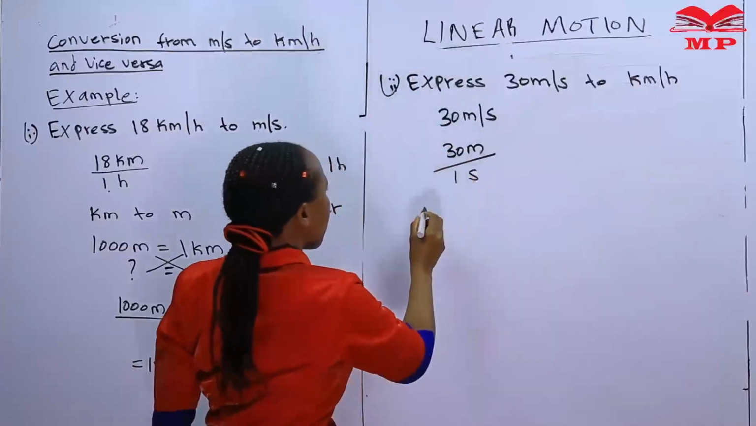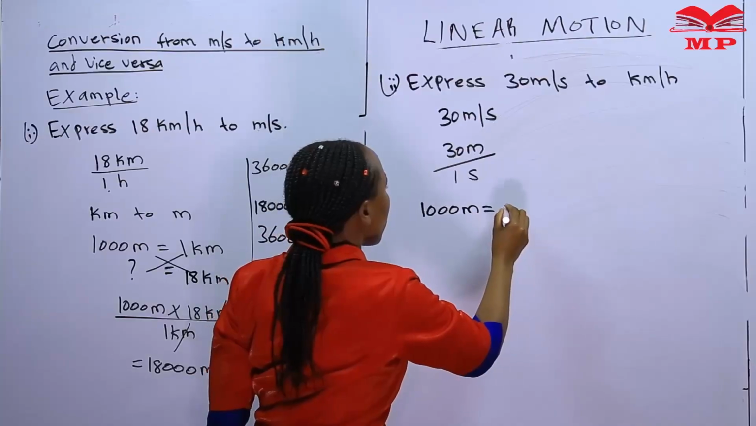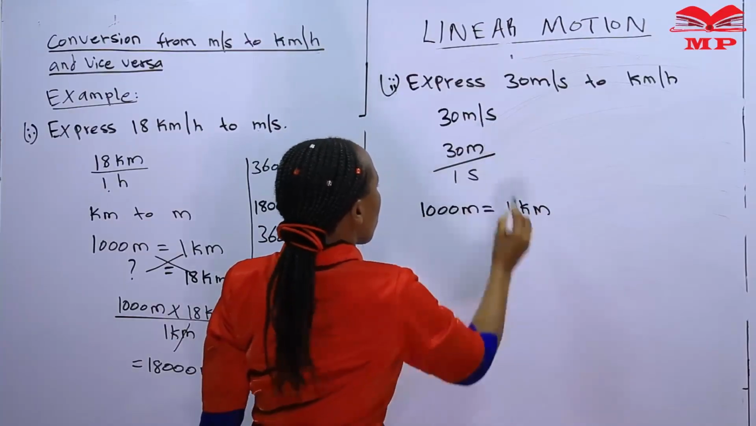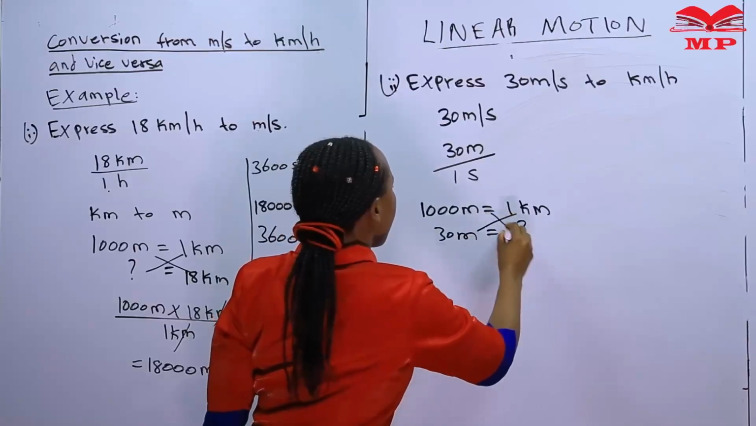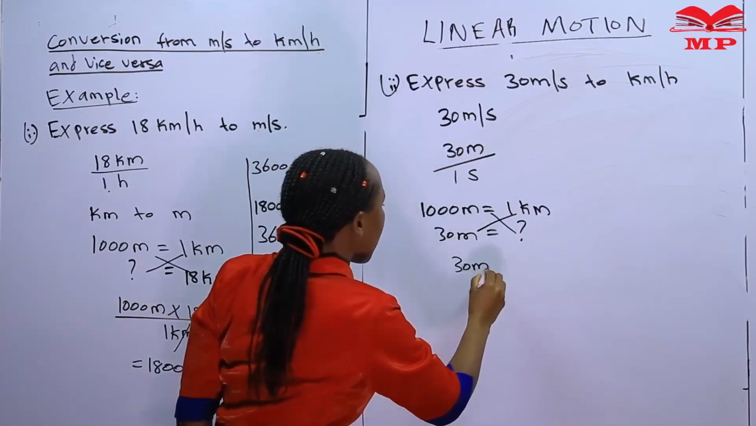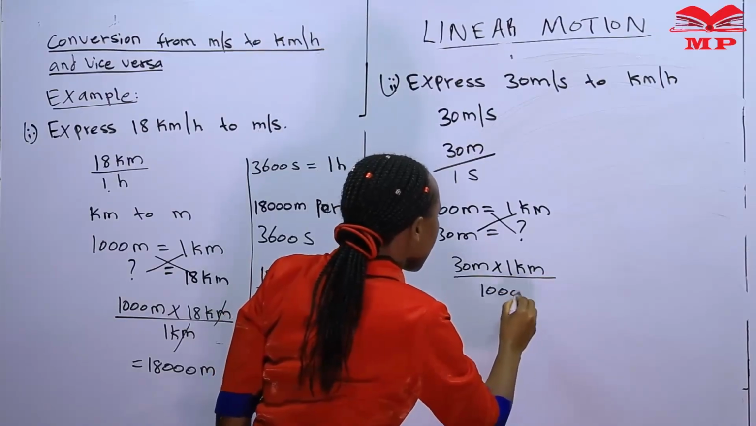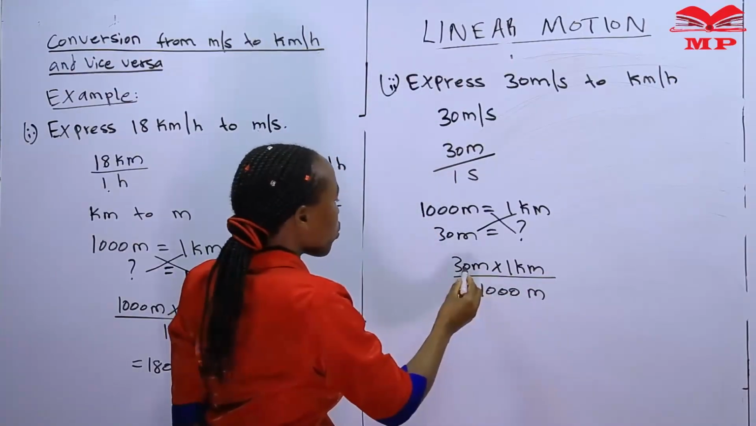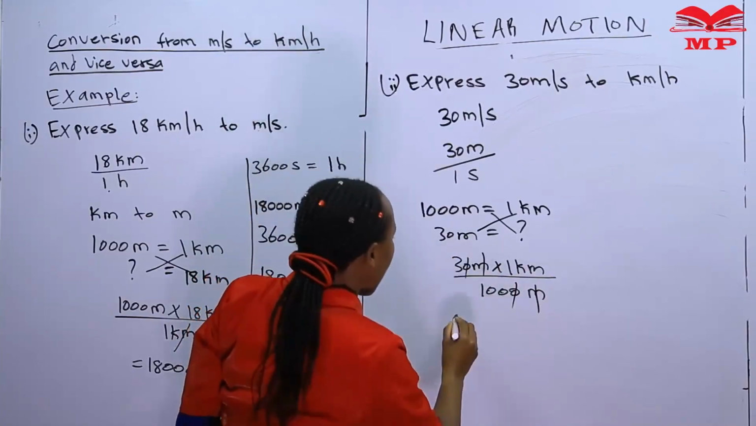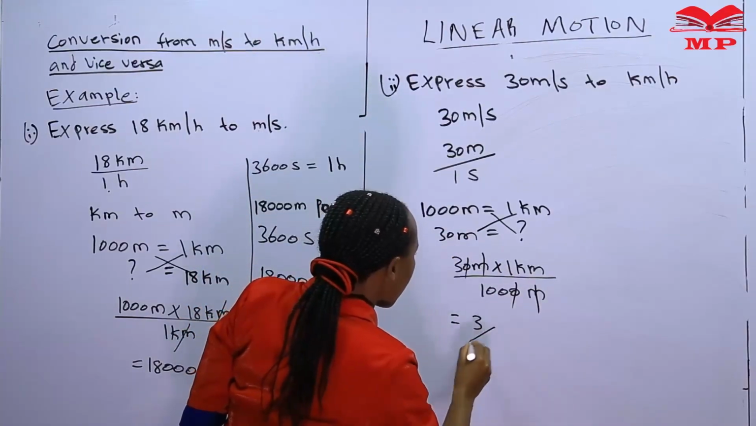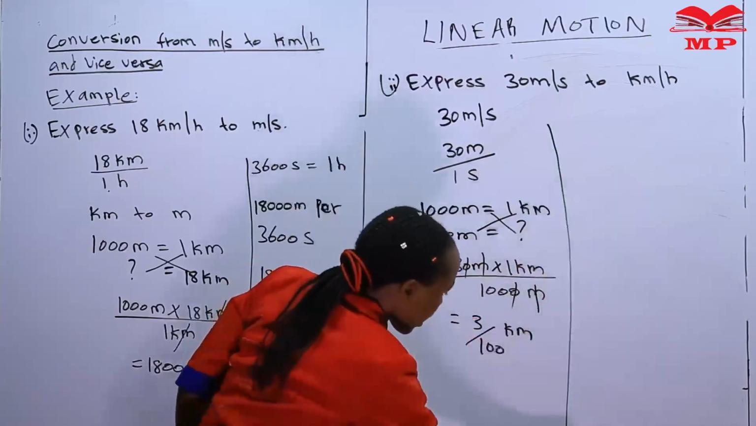Again, we follow the same, whereby we have 1,000 meters is an equivalent of 1 kilometer. So what about the 30 meters? We cross multiply this. We are going to have 30 meters multiplied by 1 kilometer. We divide by 1,000 meters. So the meters will cancel, and we are going to have 3 all over 100 kilometers. Those are the kilometers that we have.